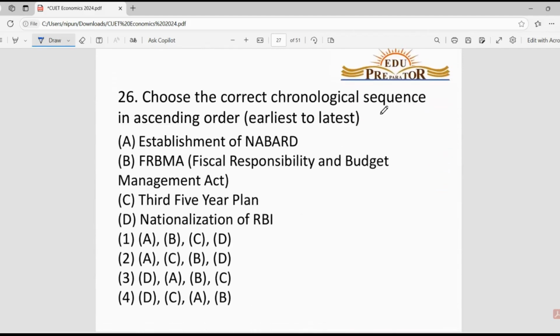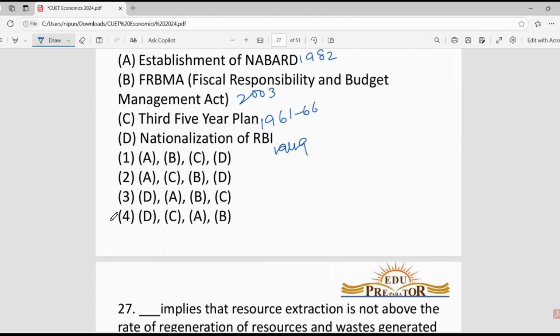Choose the correct chronological sequence in ascending order. Again, we need to arrange them in sequence. You are aware NABARD was established in 1982. FRBMA Act was passed in the year 2003. Third 5-year plan का duration है 1961 to 66, whereas the RBI was nationalized in the year 1949. इसका मतलब D, C, A, B. Right? इसका मतलब हमारी ऑप्शन हो गई ऑप्शन नंबर 4.